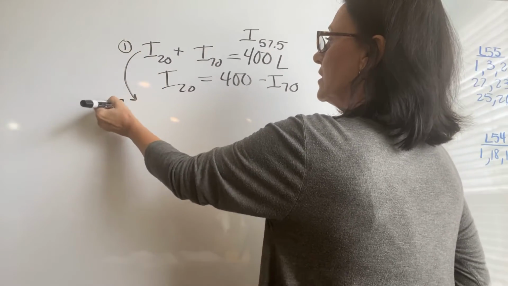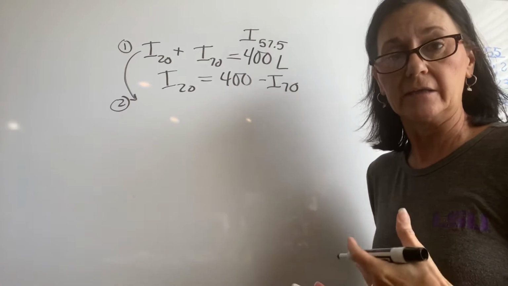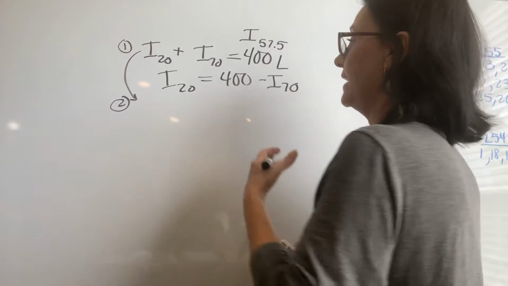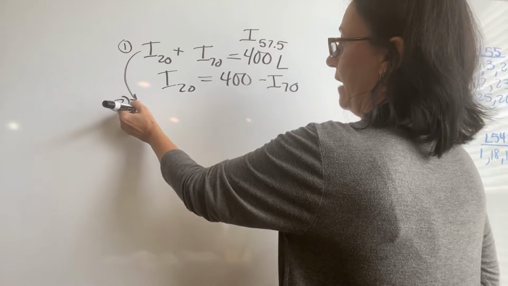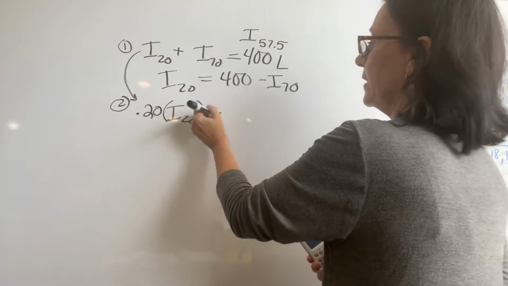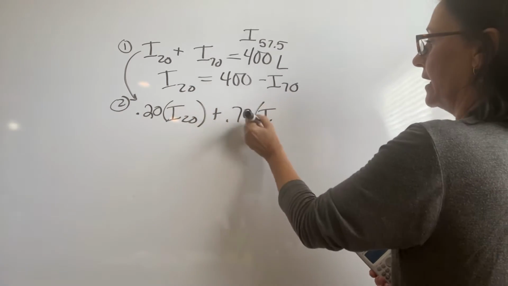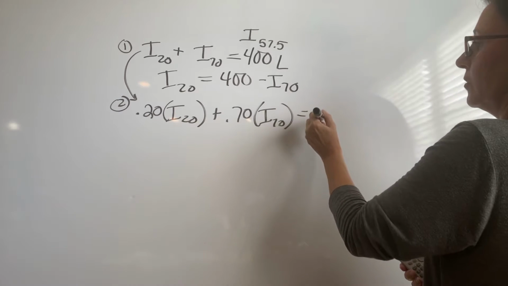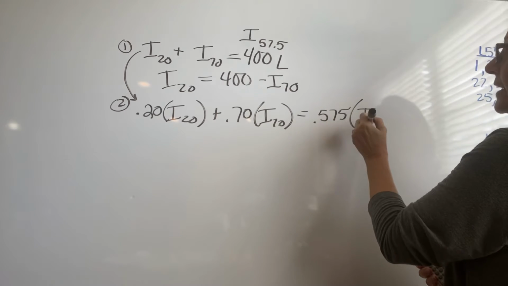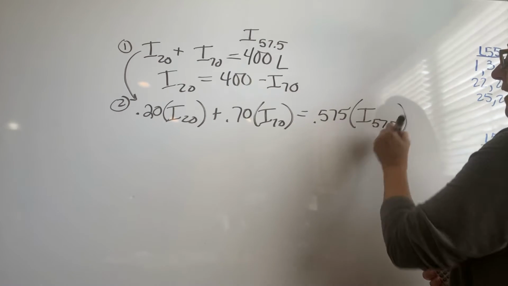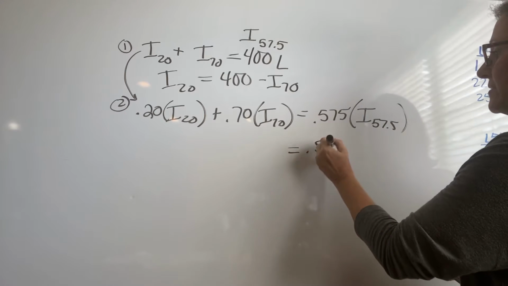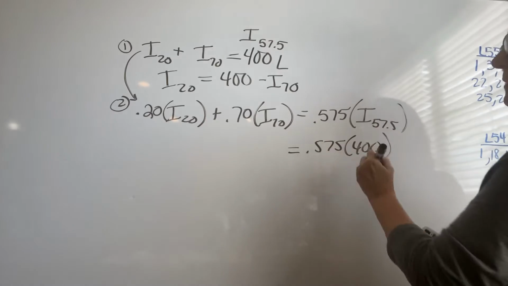The second equation is like the first equation, but we take the concentrate and multiply it by how much of that substance we have. So it's 20% times how much iodine 20 I have, plus 70% times how much iodine 70 I have, equals 0.575 times how much iodine 57.5 I have. I know I have 400 of this, so it's 0.575 times 400.